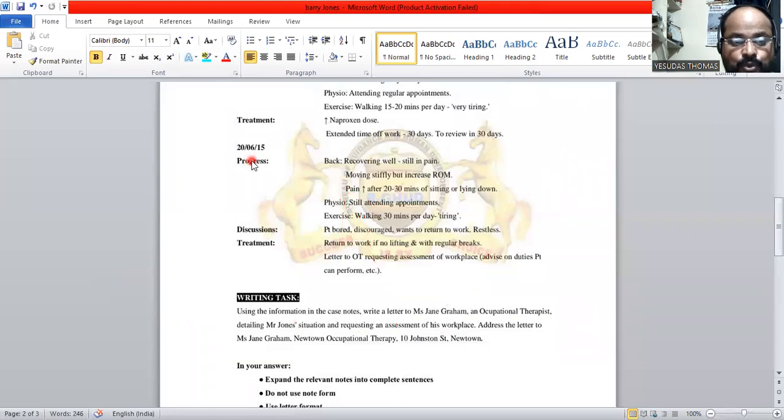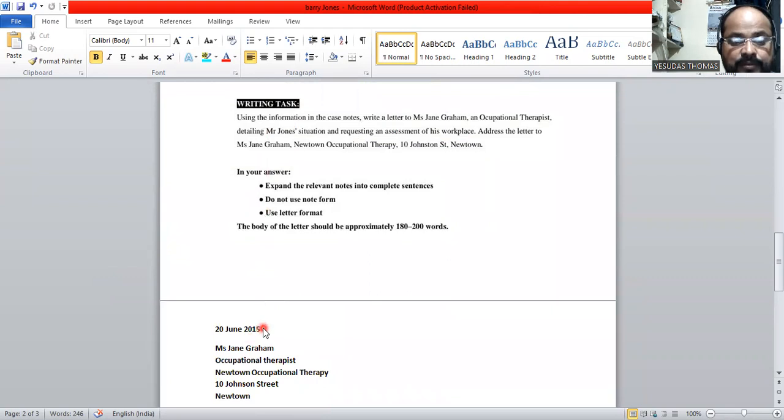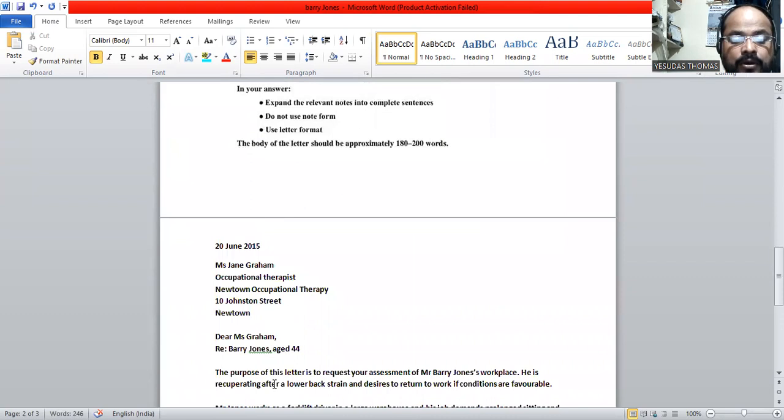Today's date is 20 June 15. Ms. Jane Graham, occupational therapist, Newtown Occupational Therapy, 10 Johnston Street. There is a spelling mistake here: Johnston Street. Okay. Newtown. So that's it. And you're referring Barry Johns, aged 44. So, Dear Miss Graham.